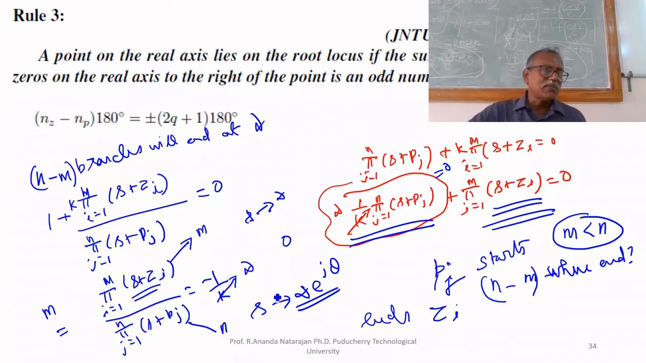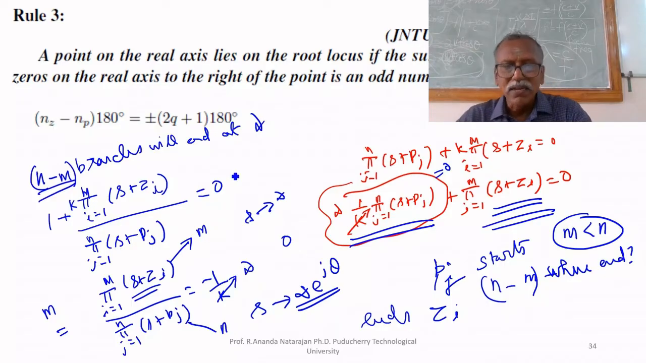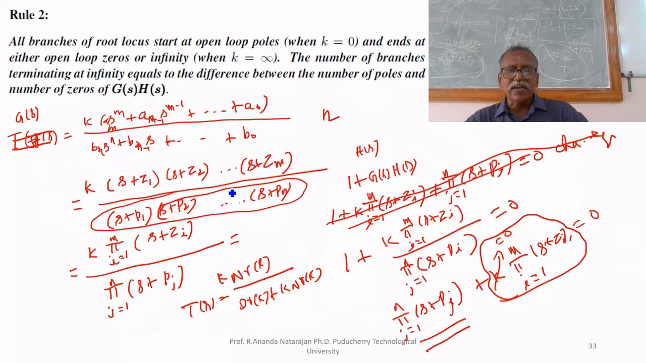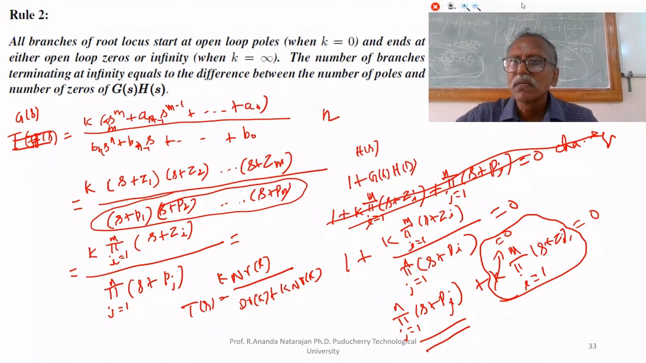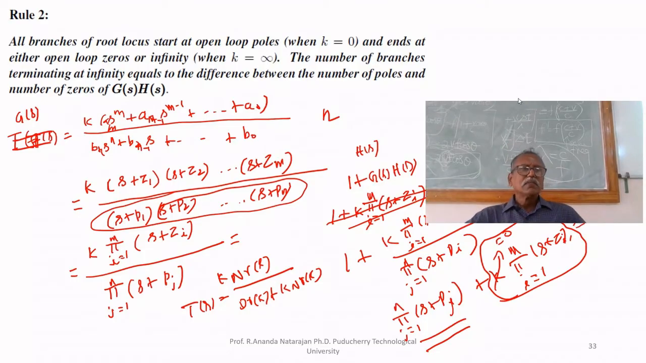When will the left hand side be 0? As s tends to infinity. Therefore, the remaining poles, n minus m branches, will end at infinity. N minus m branches will end at infinity. So that is the second rule. What does the second rule say? The second rule says all branches of root locus start at open loop poles when k equal to 0.